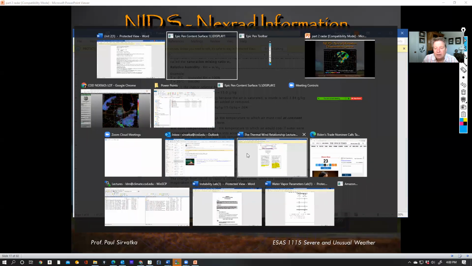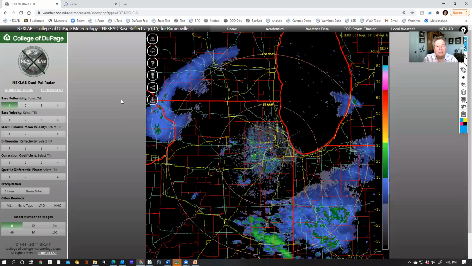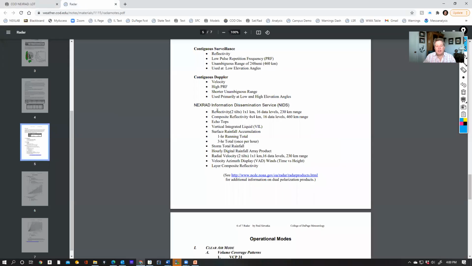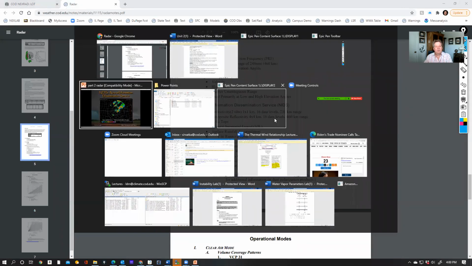That's not it. Did I maybe put it here? Here, the radar notes. So here's the list of them. So it's all here. You don't need to write it down unless you want to just kind of look at this while I'm showing you these pictures.